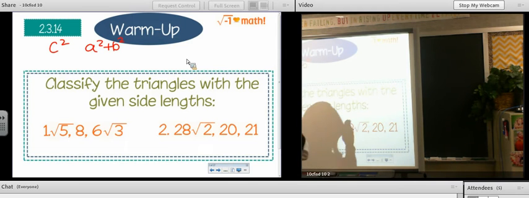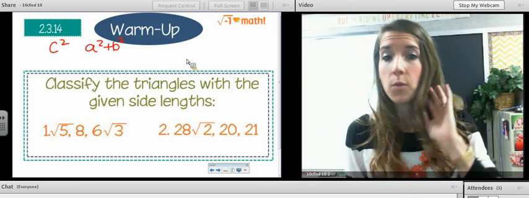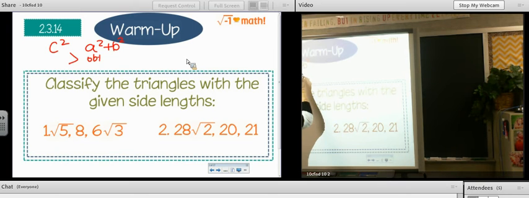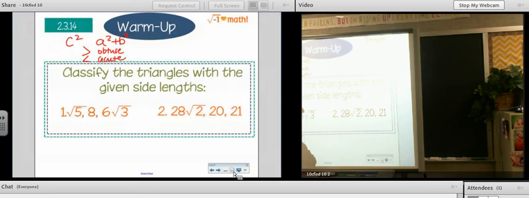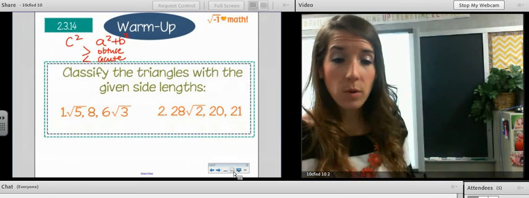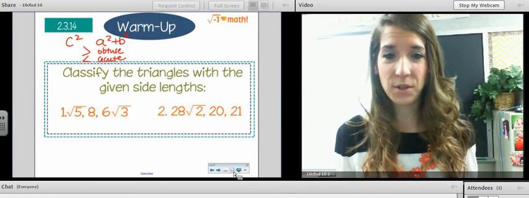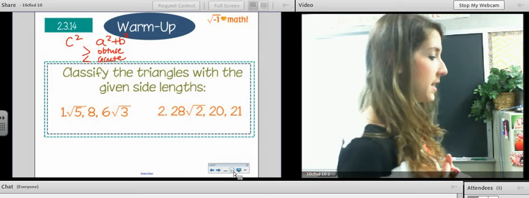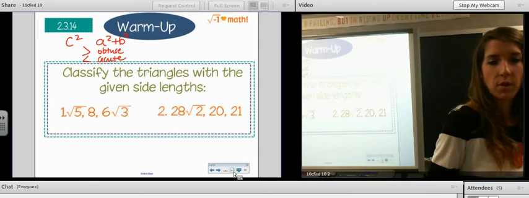Because if you write Pythagorean theorem backwards, when you get a greater than sign, it's going to be obtuse. And when you get a less than sign, it's going to be acute. But it's really important to write it backwards, okay? So what we have to do on number 1 is find out which one is C. Which one of those numbers is the largest? Is it 8 or is it 6 root 3?